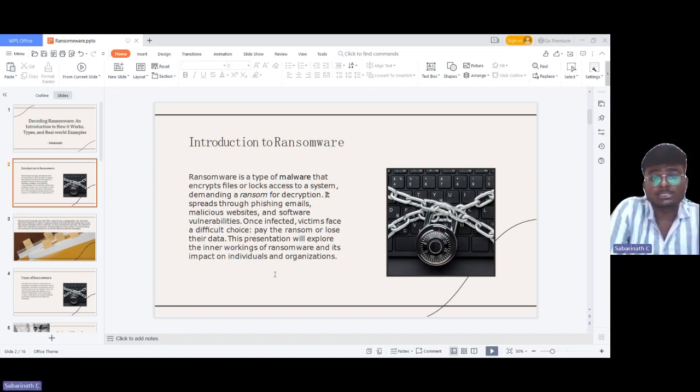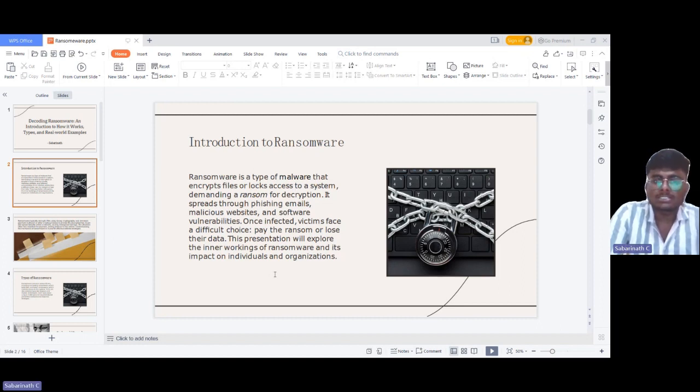Awareness is the concern sword of our defense against cyber threats. Through this presentation, we aim to provide you an insight into the anatomy of ransomware, the potential repercussions of an attack, and most importantly, strategies to protect yourself, your organization, and the broader digital community.